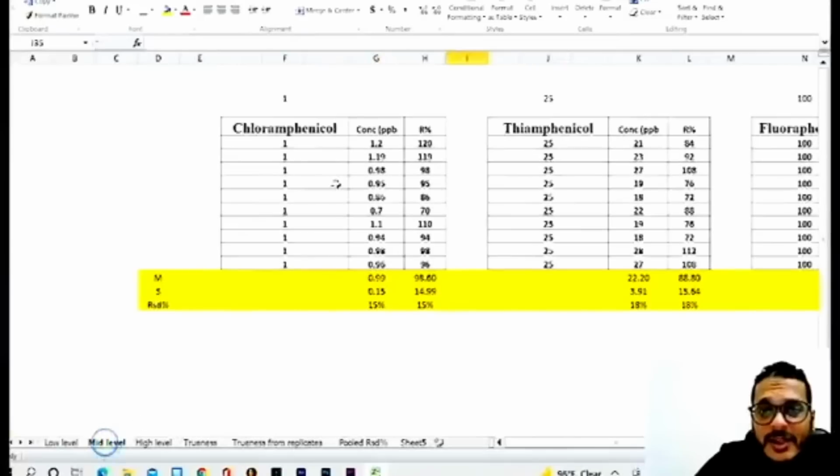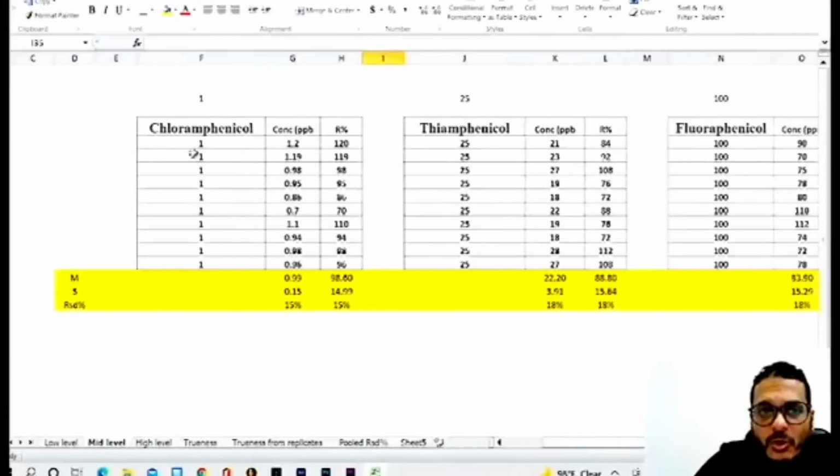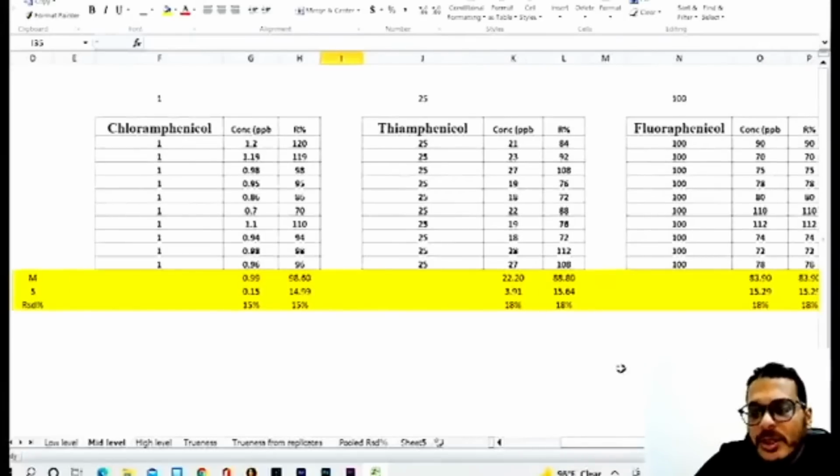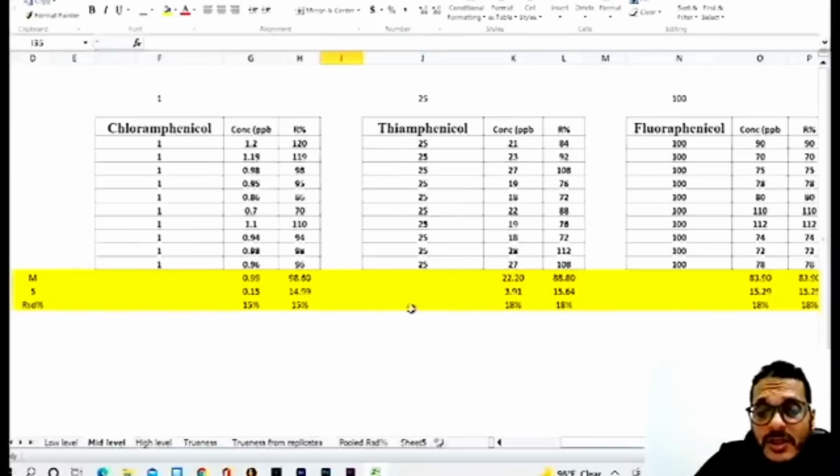For the mid-level, I selected in between, so I selected 1 ppb. That's also higher because 0.3 is very low. In this case, you can do this, 1 ppb. Thiamphenicol 25 ppb, and for florfenicol 100 ppb. So you should cover the most important thing. You should cover the range of interest, the range of concentrations expected to be measured by the method for your target analytes.